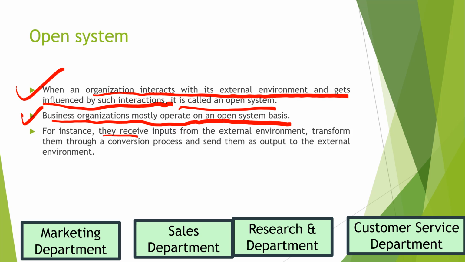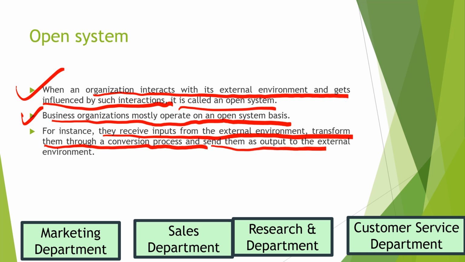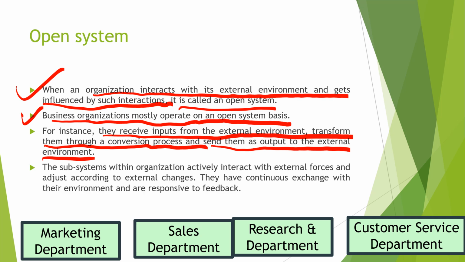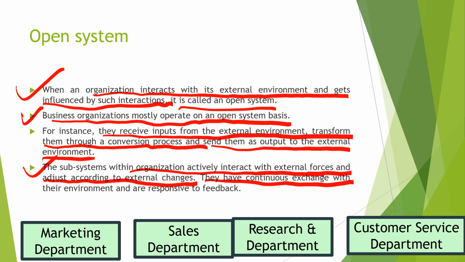Let's say they receive inputs from the external environment, transform them through a conversion process and send them as an output to the external environment, like we discussed in the previous slide. The subsystems within the organization actively interact with the external forces and also adjust according to the external changes. They have continuous exchange with their environment and are also responsive to the feedback.